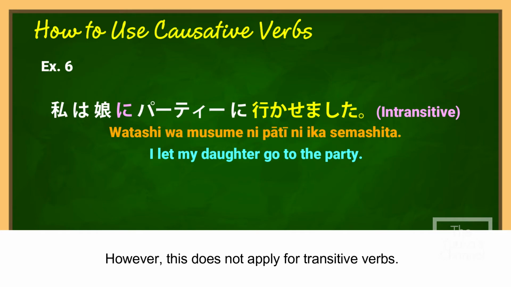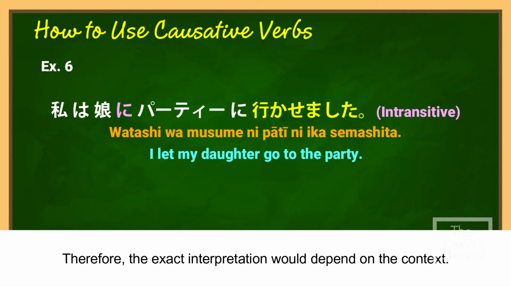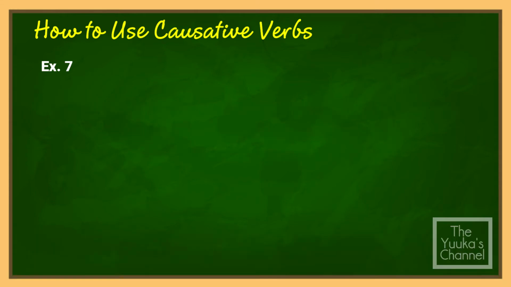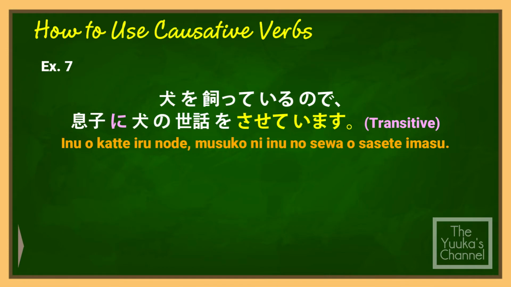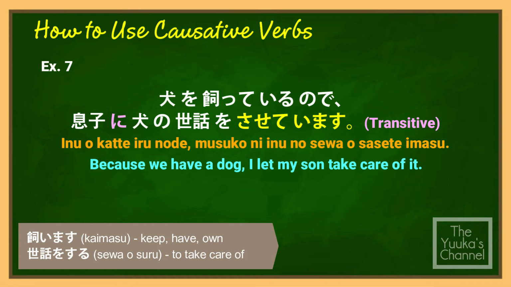However, this does not apply for transitive verbs. The agent or causee is always marked by ni since a verb can only have one direct object. Therefore, the exact interpretation would depend on the context. Because we have a dog, I let my son take care of it.